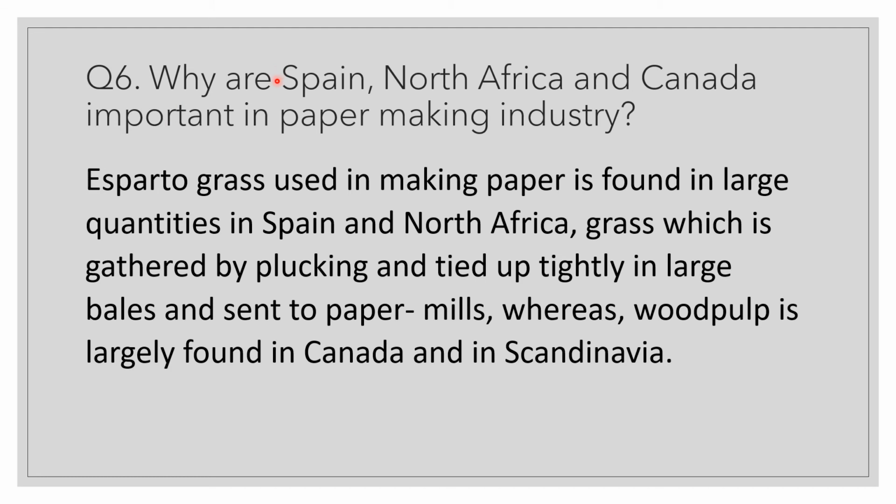Sixth question, why are Spain, North Africa, and Canada important in the paper making industry? So the answer is esparto grass, which is used in paper making, is found in large quantities in Spain and North Africa, whereas the grass is gathered by plucking and tied up tightly in large bales and sent to paper mills, whereas wood pulp, which is also used in paper making, is largely found in Canada and Scandinavia.